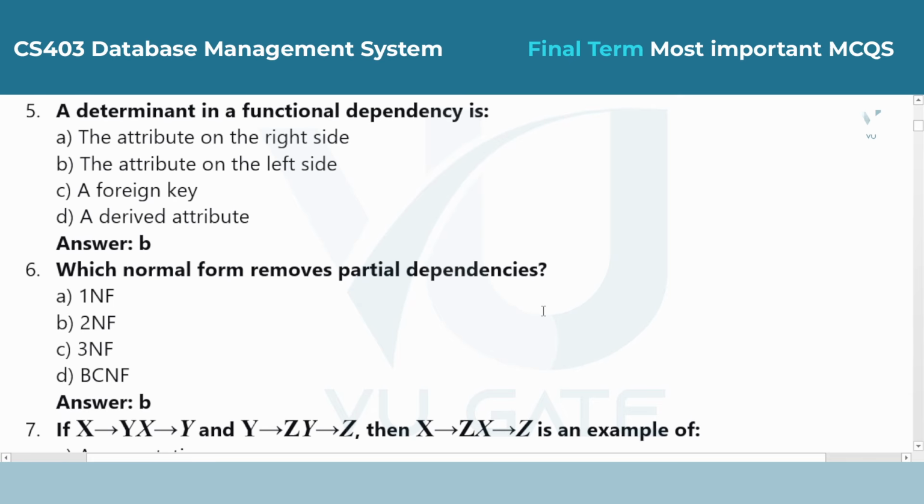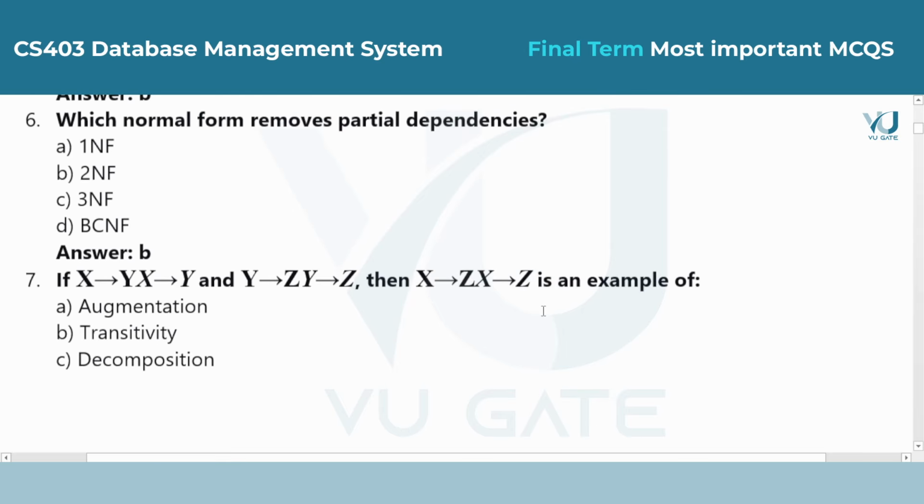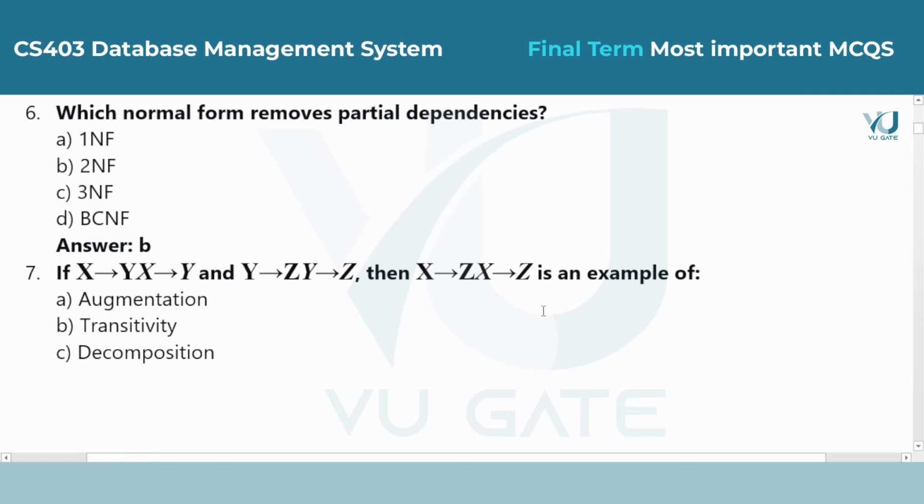Question 5. A determinant in a functional dependency is. Answer is option A, the attribute on the left side. In an equation like X determines Y, X is the determinant because it is the factor that decides what Y will be.